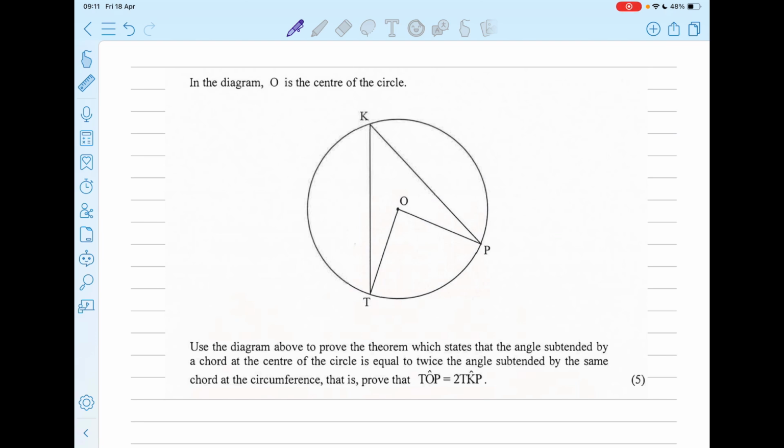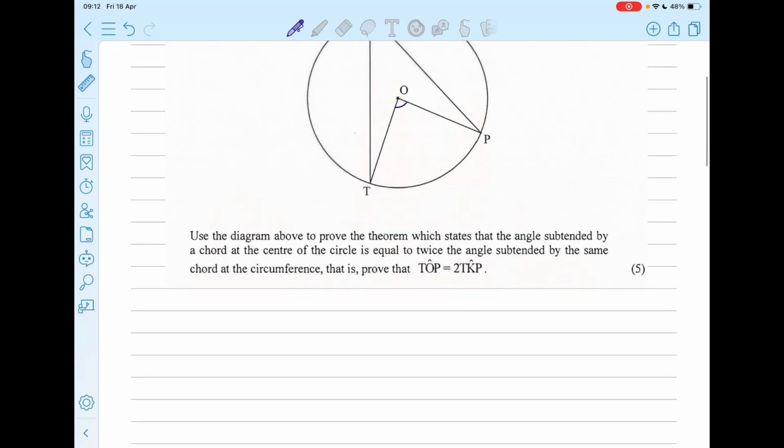Okay, so we've been given a diagram with the center being O, and we've been asked to prove the theorem which states that the angle subtended by a chord at the center of the circle is equal to twice the angle subtended by the same chord at the circumference. So that means we are trying to prove that TOP, this angle here, is twice the angle TKP. So that is that one.